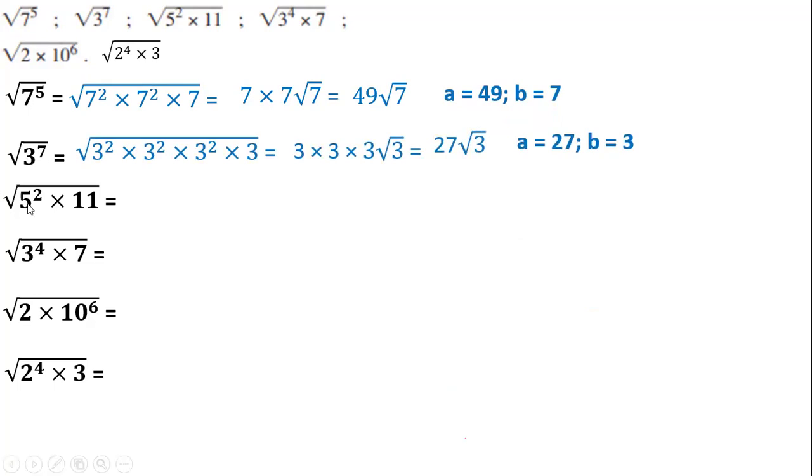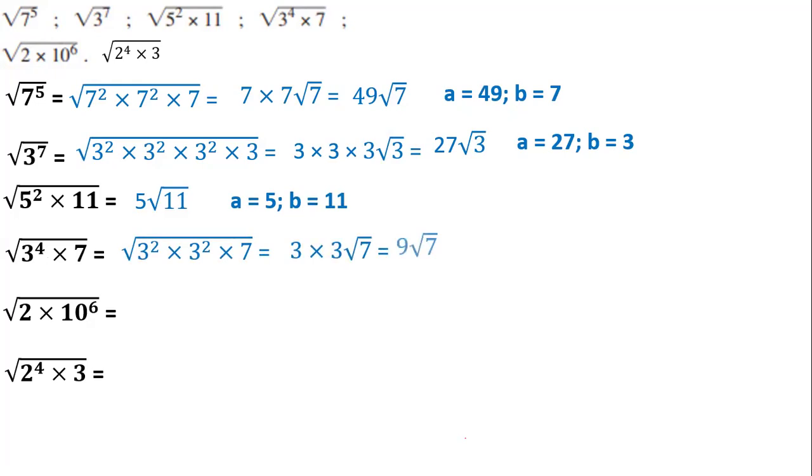Now here 5 square is written as a square. So 5 square comes out as 5. So my answer is 5 radical 11. Now 3 to the power 4. 4 is not square. I should make it square. So I make it 3 square times 3 square times 7. So it is 9 radical 7. A is 9 and B is 7.